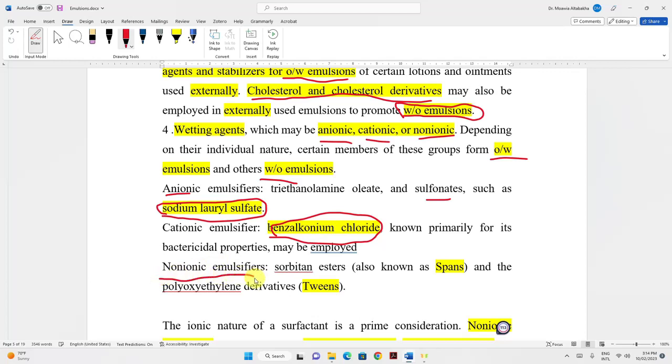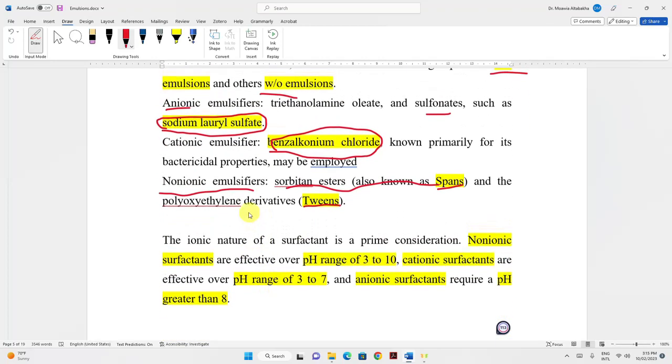As for non-ionic emulsifiers, these are widely used when you have oral preparations. You have the sorbitan esters, trade names known as spans, like span 20, and these are more oil soluble. That's why they will usually produce water in oil emulsion. And we have the more water soluble non-ionic emulsifiers, such as the polyoxyethylene derivatives, known by the trade name tweens.